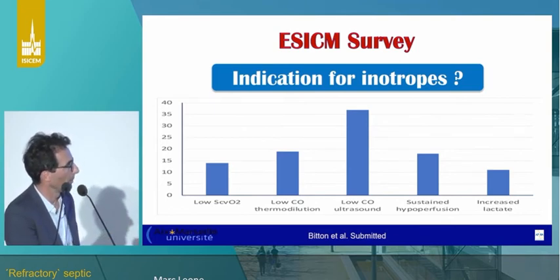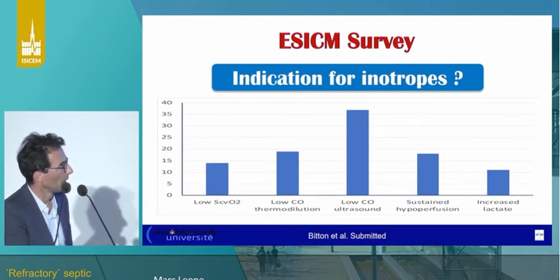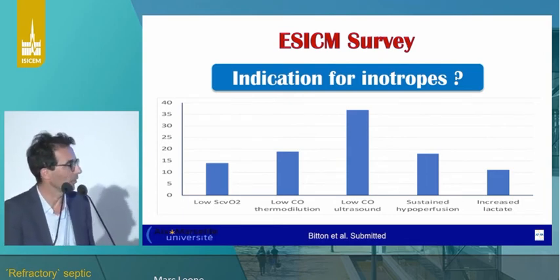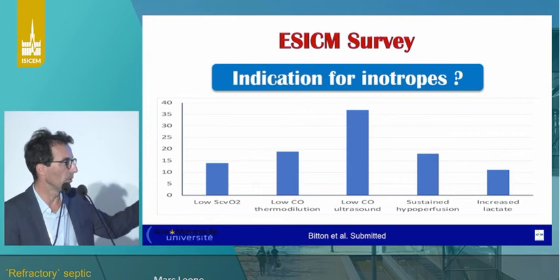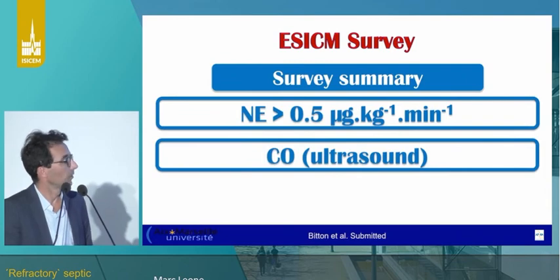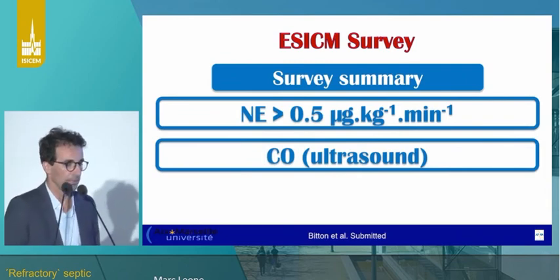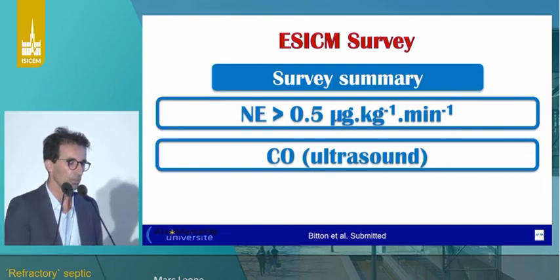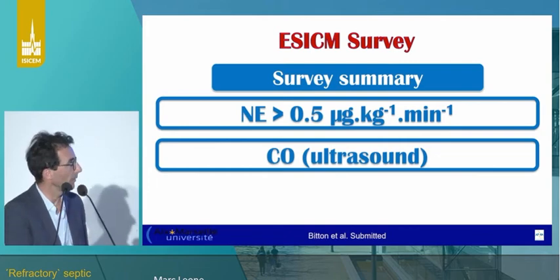But perhaps I would like to use also increased lactate or low SCVO2, or we prefer low cardiac output by thermodilution, but we can discuss that. I really think that we cannot use echo alone, like Antoine told us previously. So the survey summary is we use a second vasopressor when norepinephrine is above 0.5, and we use dobutamine based on a low cardiac output on ultrasound imaging.